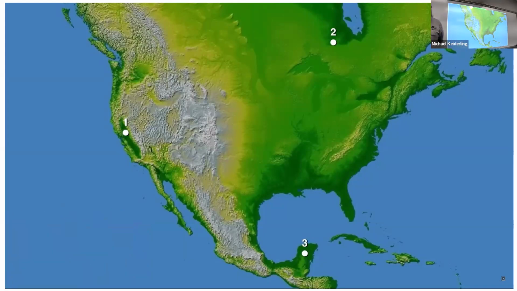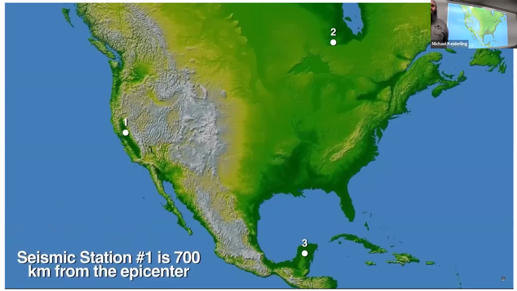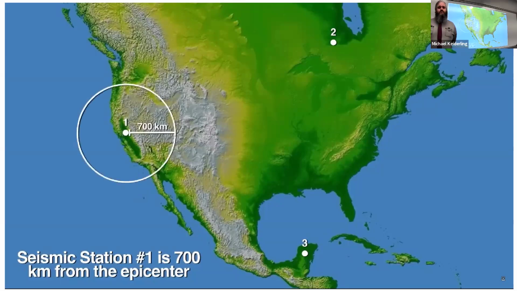So let's say you have done that and you have established that seismic station 1 is approximately 700 kilometers from the earthquake. So something like this. But the problem is, we don't know if it's 700 kilometers in this direction, in this direction, in this direction. We don't know. It could be 700 kilometers in any direction. So what we can do is draw a circle around point 1 with a radius of 700 kilometers. And now we know that the epicenter is somewhere on that circle, somewhere on that line.